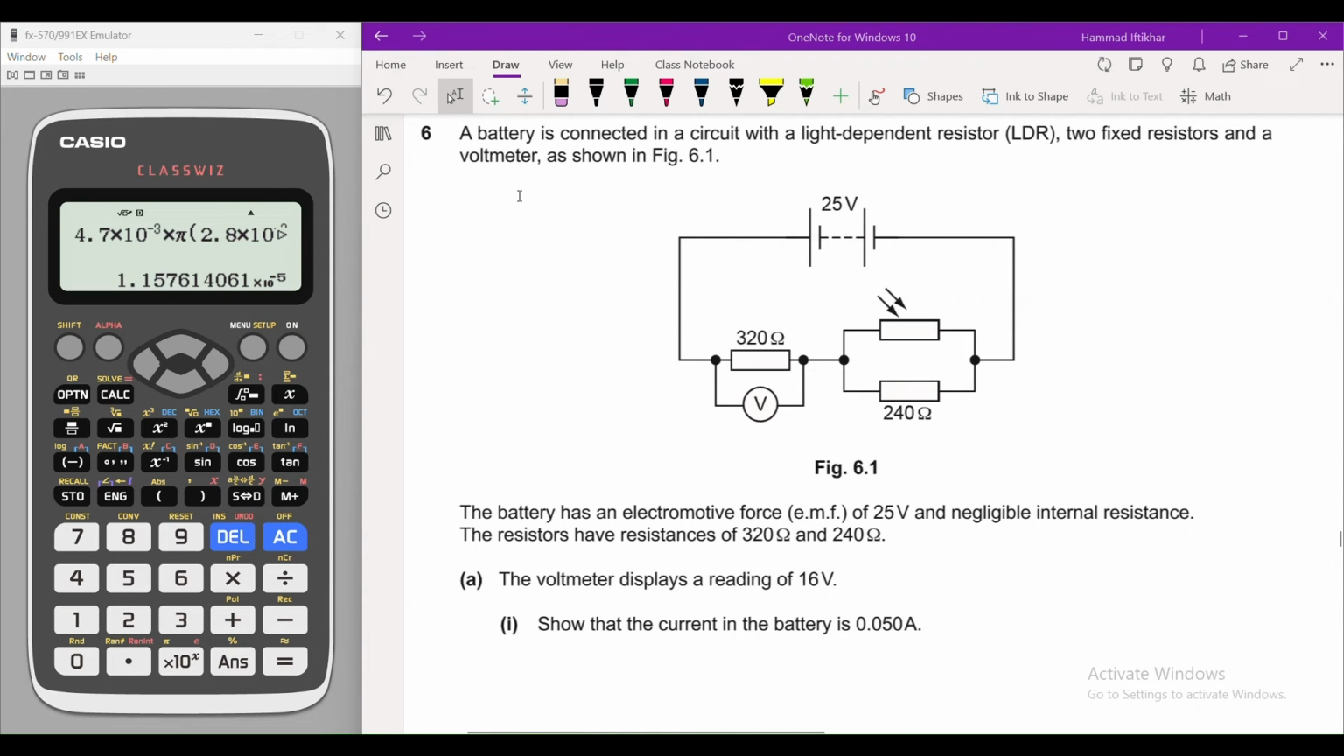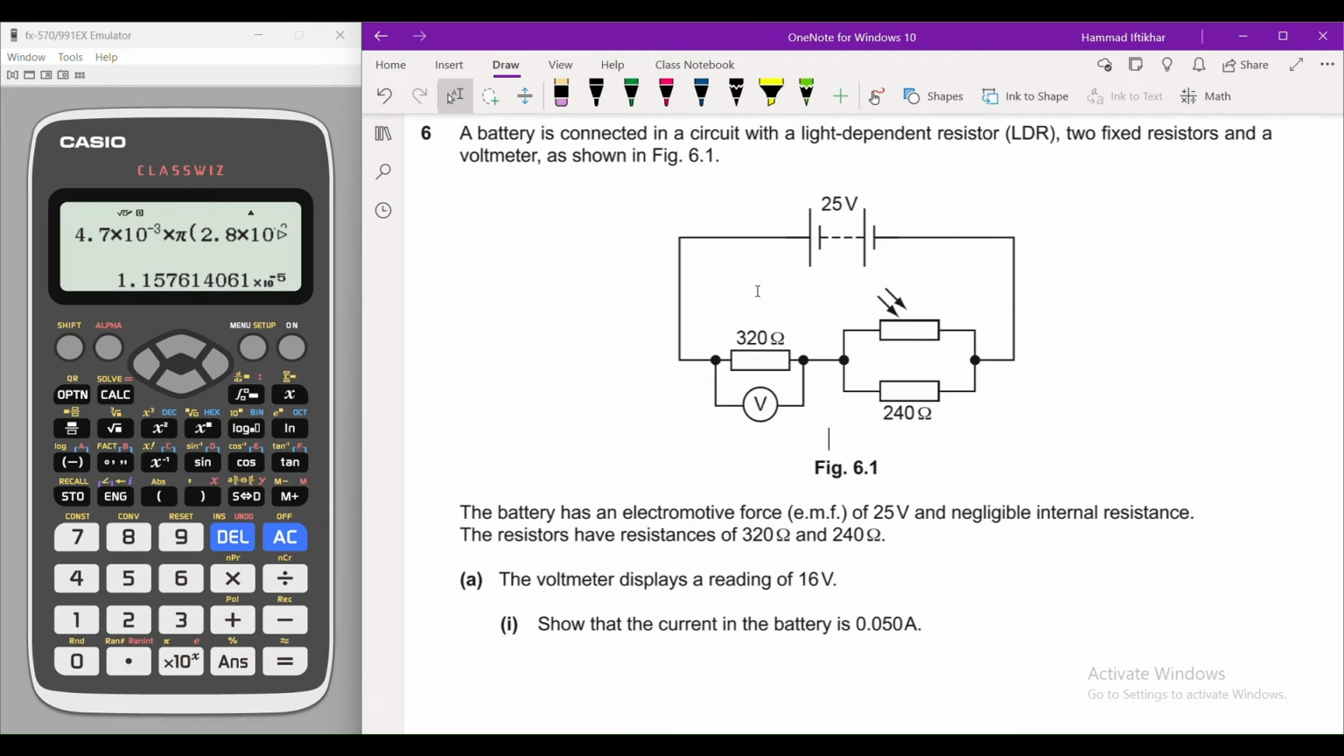A battery is connected in a circuit with a light-dependent resistor LDR, two fixed resistors, and a voltmeter as shown in figure 6.1. This is the LDR, this is the constant resistor, the voltmeter, and the EMF source. The battery has an electromotive force of 25 volts and negligible internal resistance. The resistors have resistances of 320 and 240 ohms. The voltmeter displays a reading of 16 volts.